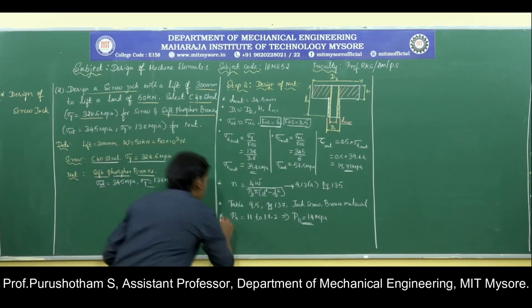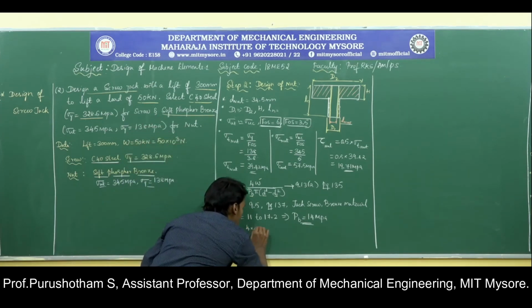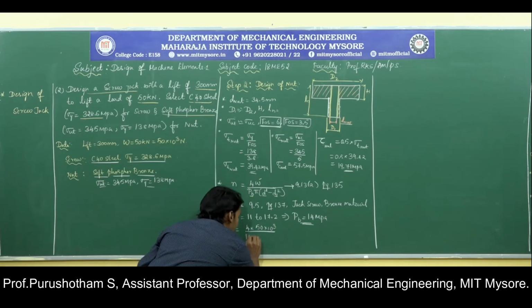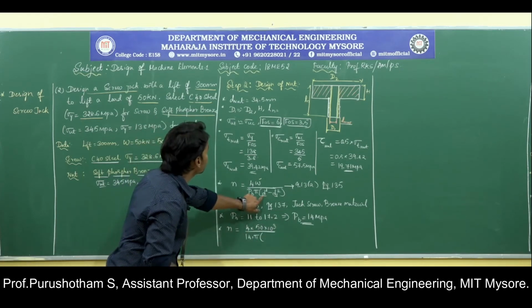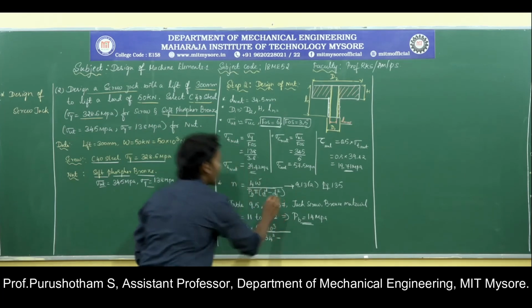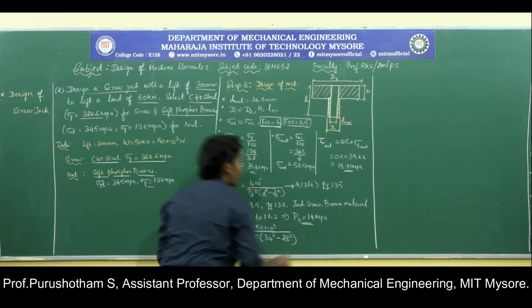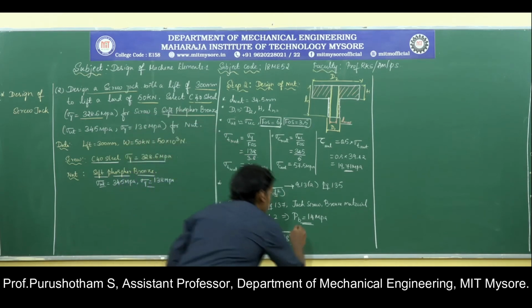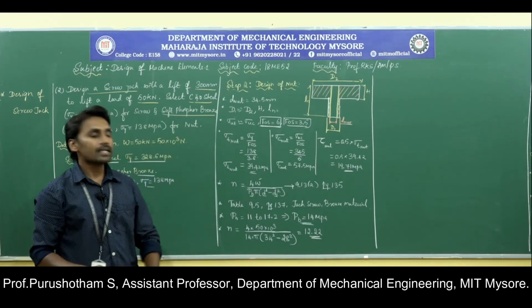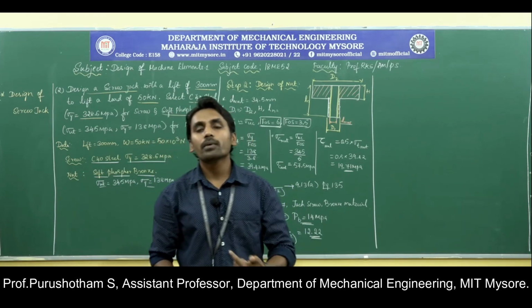Now if you substitute these values, N is equal to 4 times W, which is 50 into 10 power 3 load, divided by PB, which is 14, into pi into major diameter of the screw, which is 34 mm, 34 square, minus the minor diameter of the screw, which is 28 mm, 28 square. If you simplify this, you will get 12.22, that is the number of threads in the nut. So we have to refer to an even number of threads.